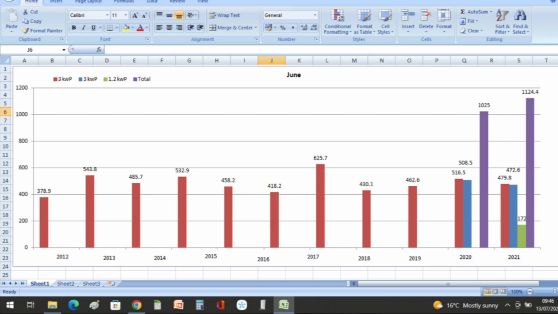Our generation from our original 3 kilowatt array was quite low compared with what it has been in previous Junes, but we got 479.8 kilowatt hours out of our original 3 kilowatt peak array. And all this data is taken from the SMA inverters. Our second 3 kilowatt peak array and inverter produced 472.6 kilowatt hours, and our third small 1.2 kilowatt peak array generated 172 kilowatt hours. And that gives a total at the inverters of 1,124 kilowatt hours.